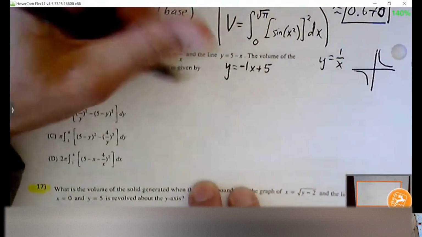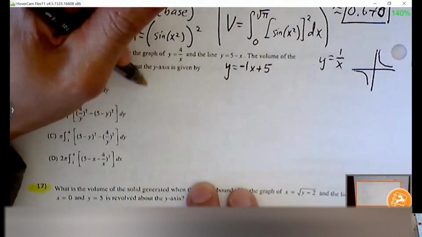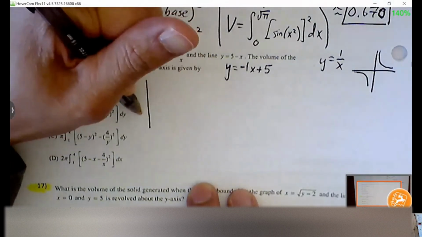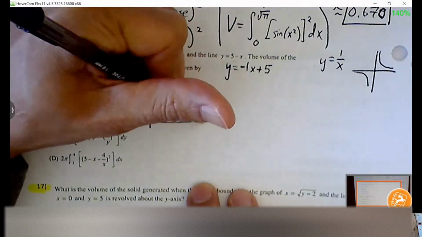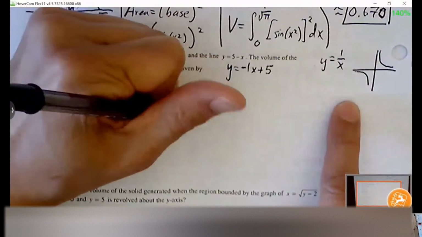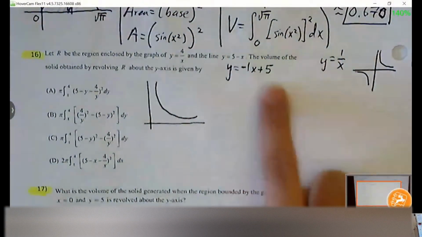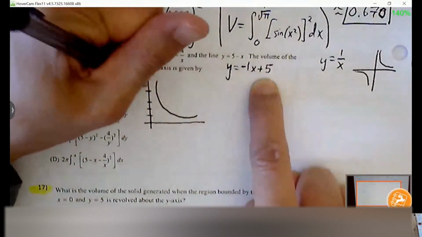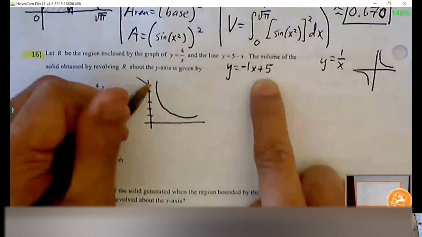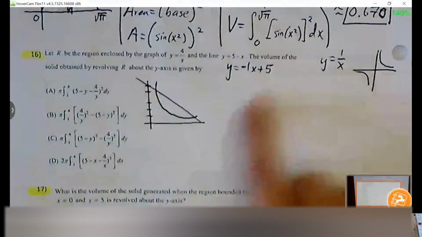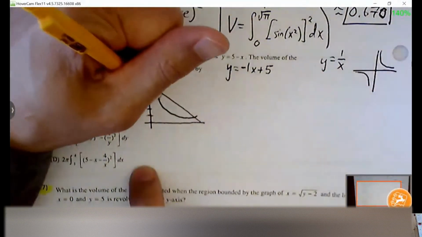Okay, so I'm just going to draw this freehand here. So 4 over x, I'll make this a little steeper. 5 minus x, one, two, three, four, five, with a slope of negative one. Okay, that's what I can expect from my shaded region.